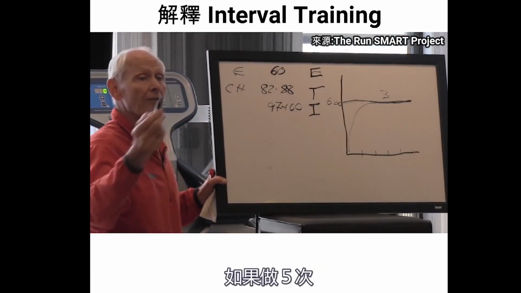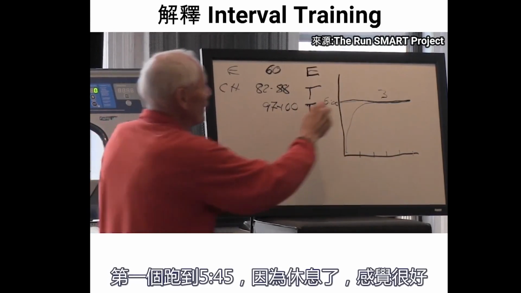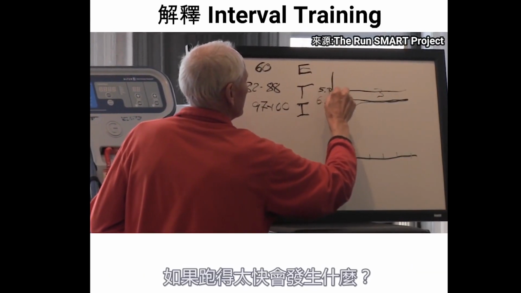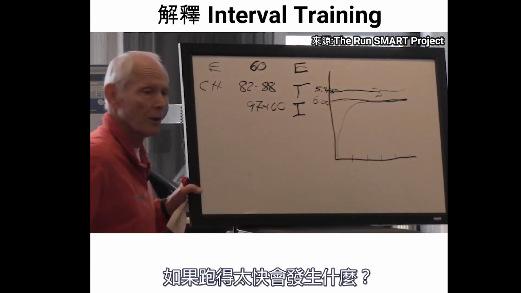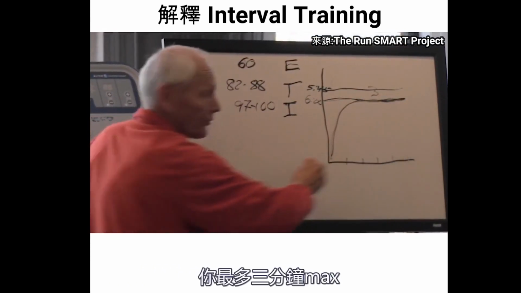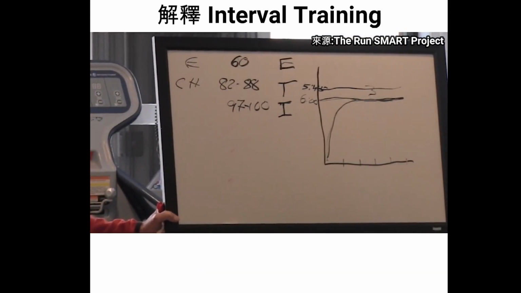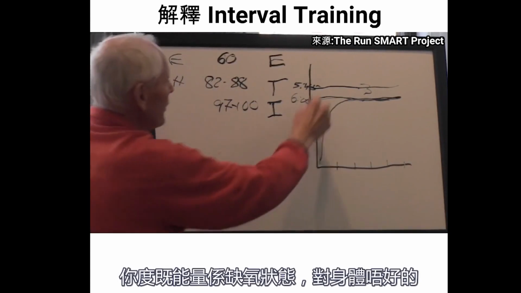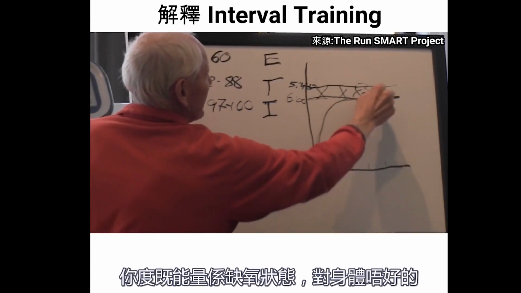Okay? Let's say you're going to do 5 of these. And let's say you do the first one at 5:45 because you're all rested up and you're feeling great. Okay? What happens if you run it too fast? The VO2 goes up here and levels off at your max, so you get 3 minutes at your max. You can't go up here because this is your max. So all the rest of this energy is anaerobic, and that hurts.